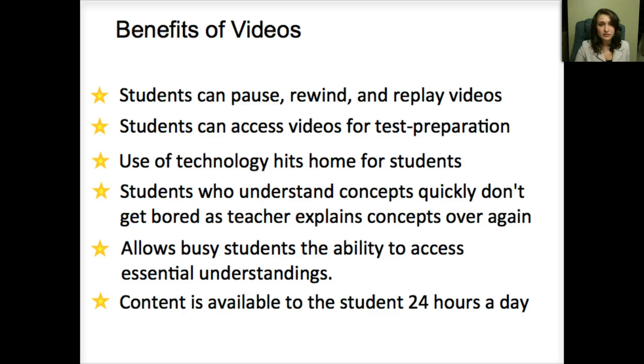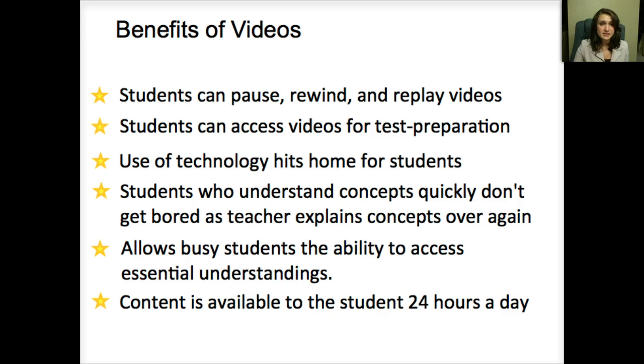The benefits of the videos are simply this. First of all, students can pause, rewind, or replay the videos as many times as they need to. Kids can access the videos for test preparation. Before, I used to tell kids that, we have a test coming up on Friday and go home and study. Now I could be very specific and say, we have these 5 videos related to this unit. Go back and re-watch those and double check your notes to make sure that you are clear about that content.